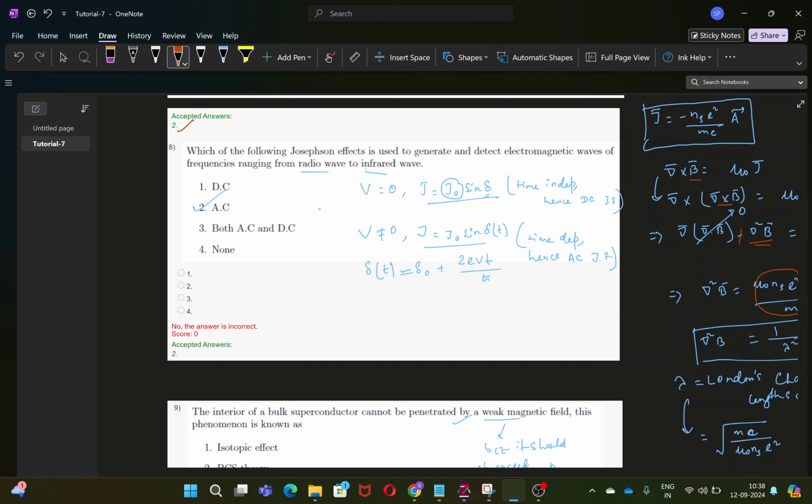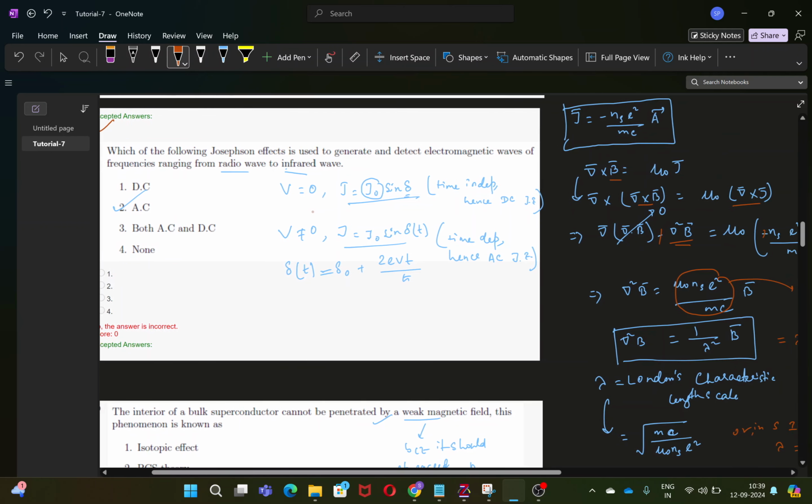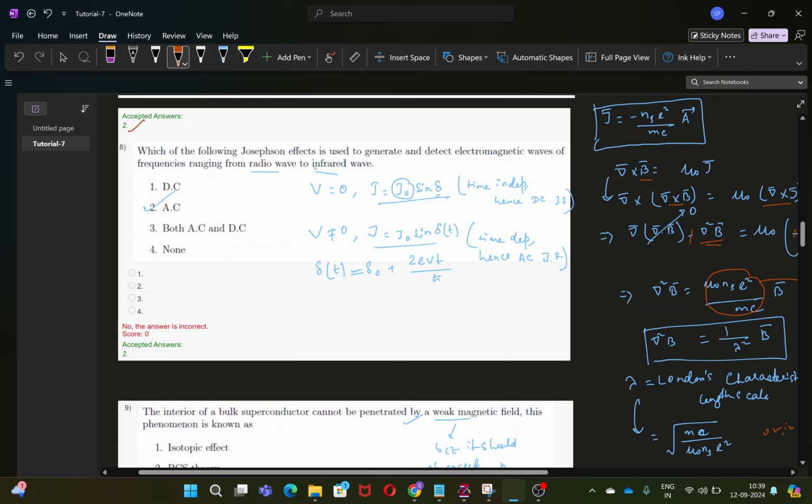So you know that there are two kinds of Josephson effects. One is DC Josephson effect and the other is AC Josephson effect. So in DC Josephson effect, you know that there is no bias potential or voltage that is applied across the junction barrier, which is for V equal to 0. And as a result, you get a tunneling current J, which is not time dependent, but it is actually invariant over time. So you get a tunneling current J equal to J naught sin delta, and delta is the phase difference between the two sides.